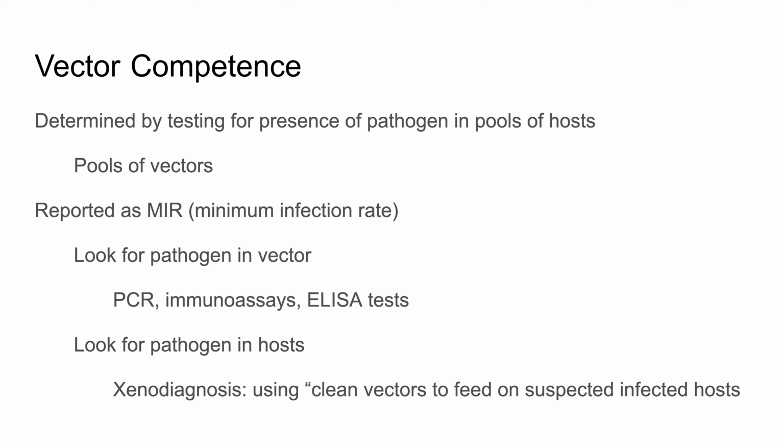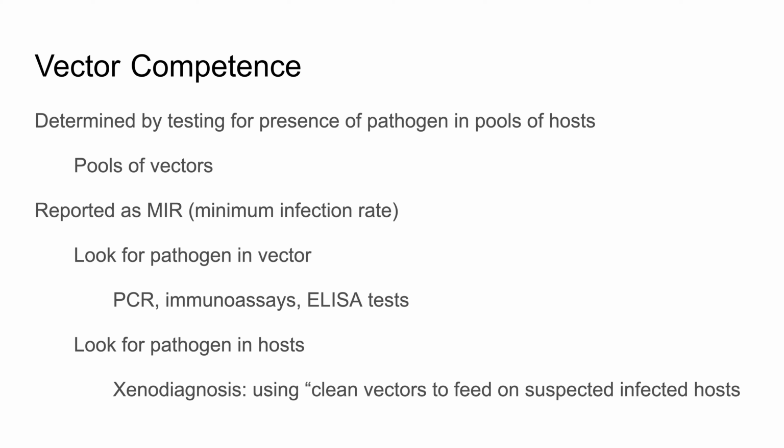When they take these pools of vectors, they're going to report it as a minimum infection rate. So what's the ratio of disease to vector? And they're going to look for the presence of the pathogen. Most of the time, PCR nowadays is the most common method to do this, and they can test for multiple viruses in a whole host of different vectors.